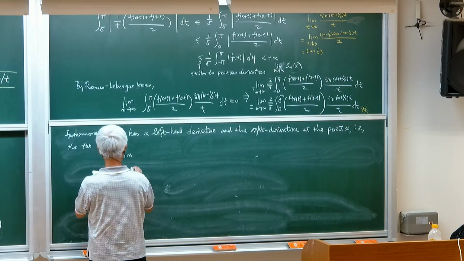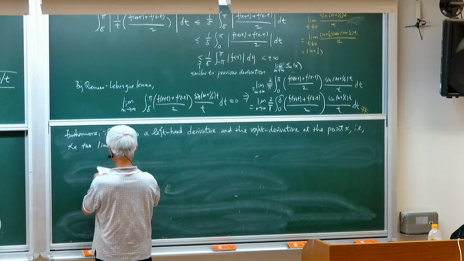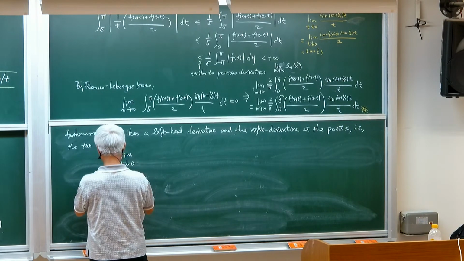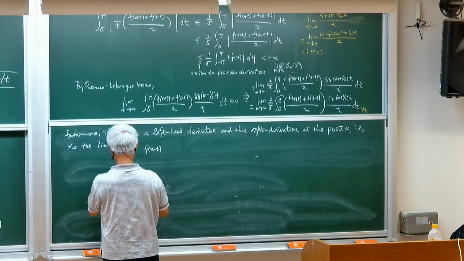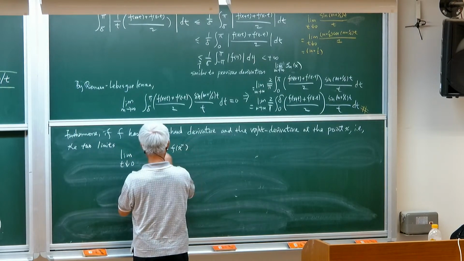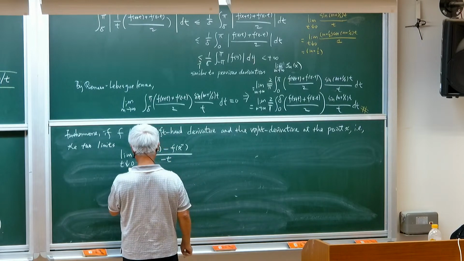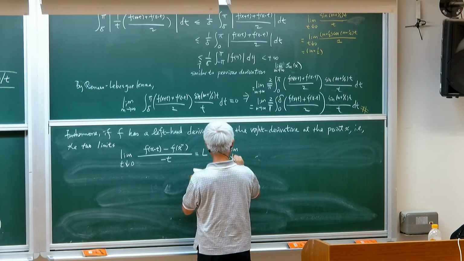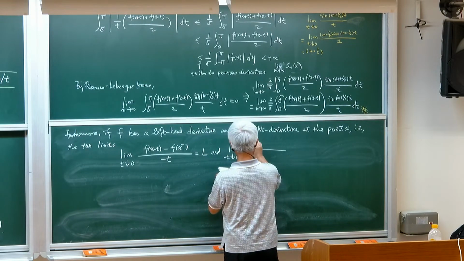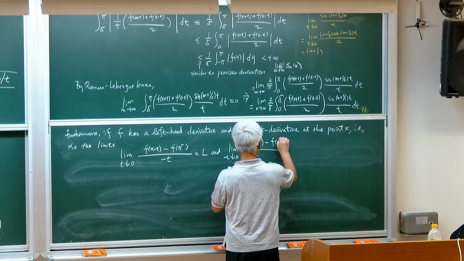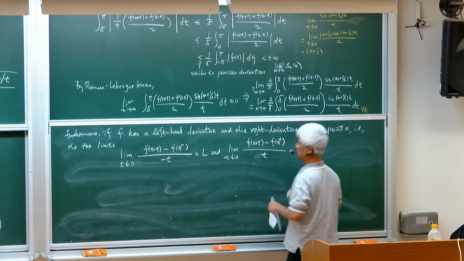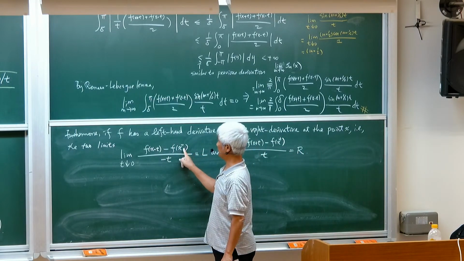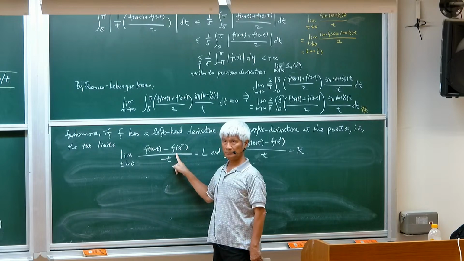So the left-hand limit, we will say at x, so that as t goes to 0, (f(x − t) − f(x−)) / (−t) is equal to L, and as t goes down to 0, (f(x + t) − f(x+)) / t, the right-hand limit, is equal to R. So the difference we use is, for the left-hand derivative, we use the left-hand limit.